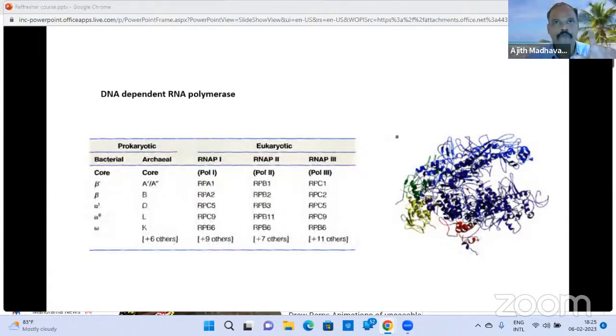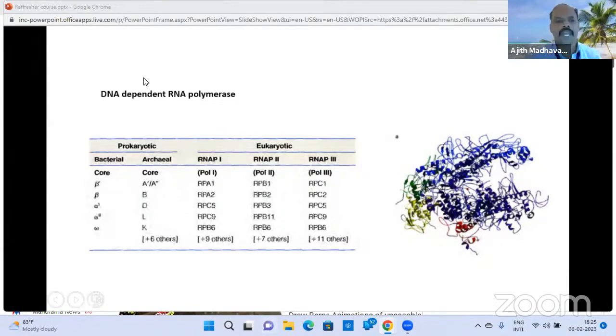You have a beautiful molecular machinery, which is called RNA polymerase. Technically, it is called DNA-dependent RNA polymerase. You know why? Because the RNA molecule is synthesized from a DNA molecule. Hence, it is called DNA-dependent RNA polymerase.